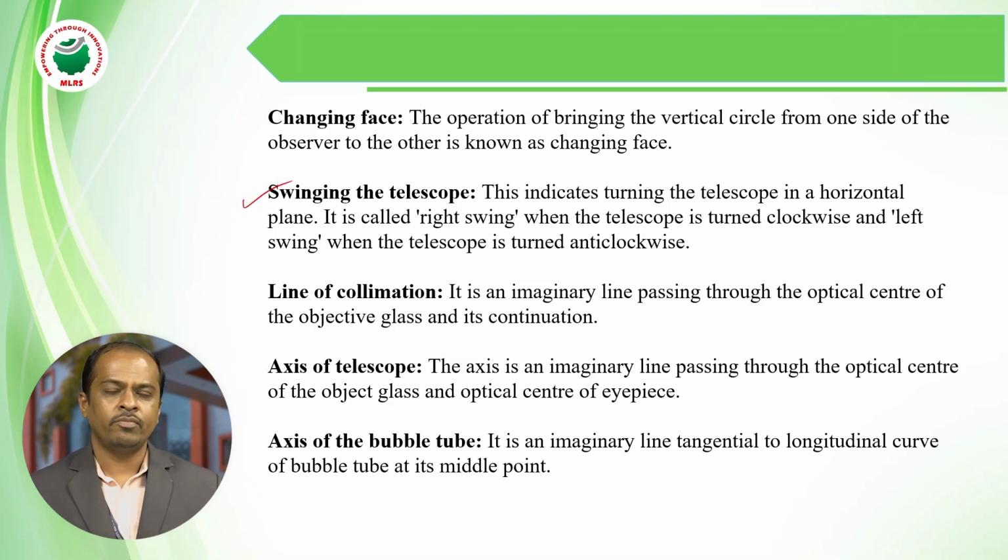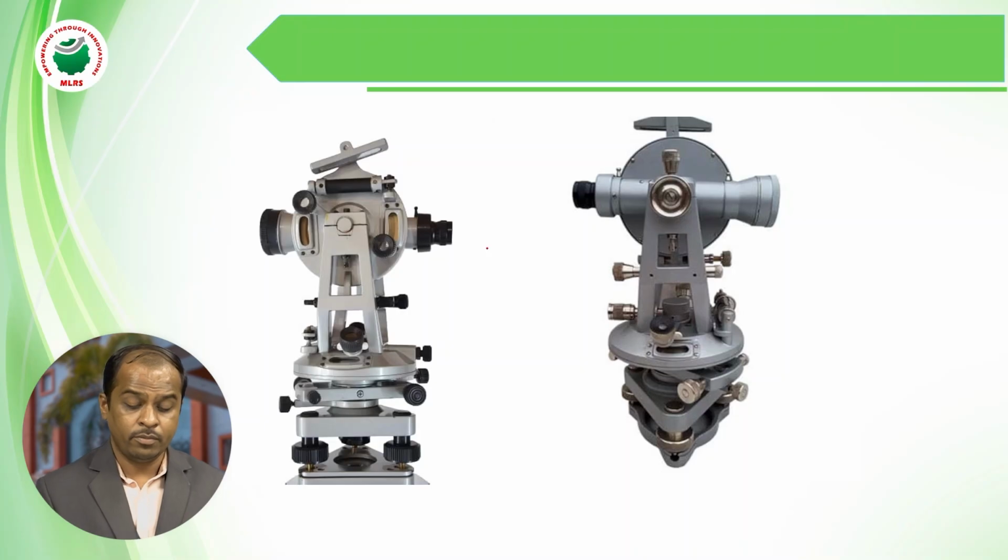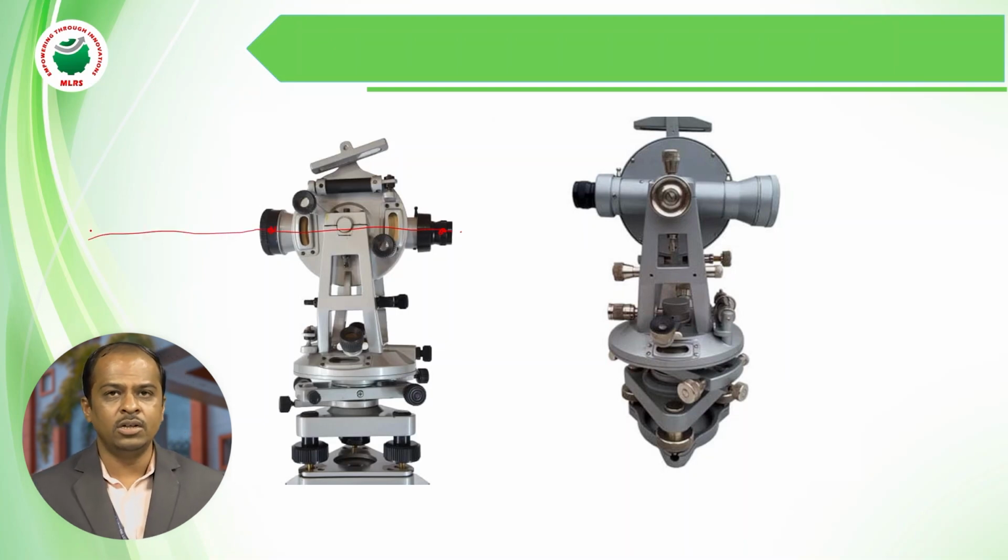Next, swinging the telescope. If the telescope is rotating in a horizontal plane along its vertical axis in a clockwise or anti-clockwise direction, that horizontal rotation we call swinging the telescope. Next one is line of collimation. It is the imaginary line from the center of the eyepiece to the center of the object glass and its continuation up to the object. We call it the line of collimation.